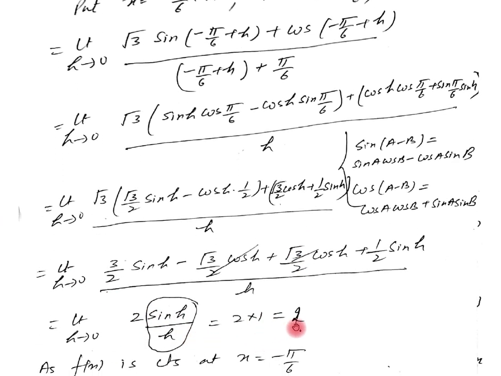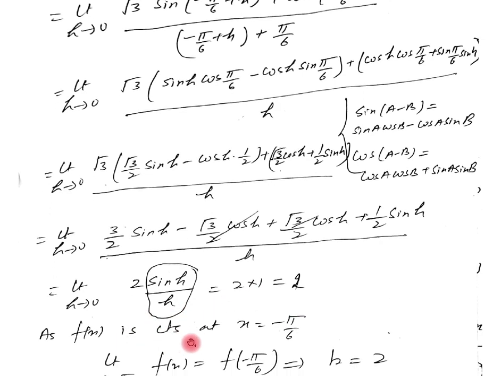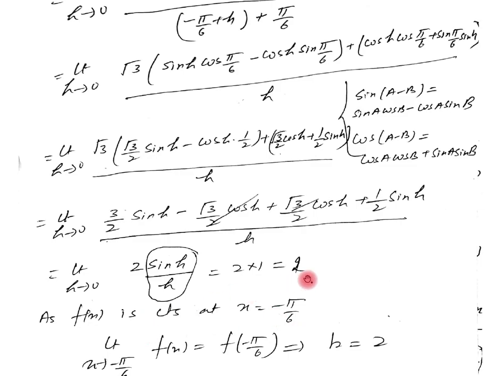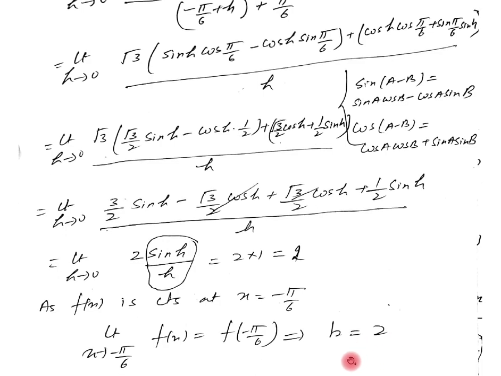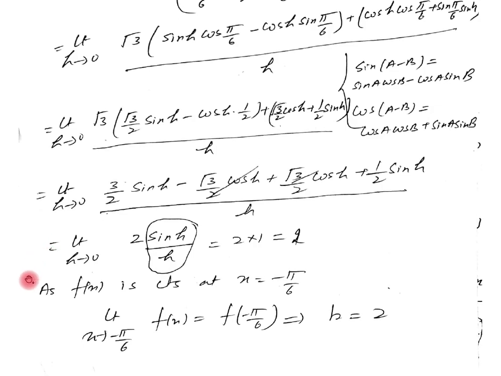It is equal to 2. Therefore, the function is continuous at x equal to minus pi by 6. Therefore, the limit of the function must be equal to the value of the function. So we can write k equal to 2. Always this type of questions are very much important from the examination point of view.